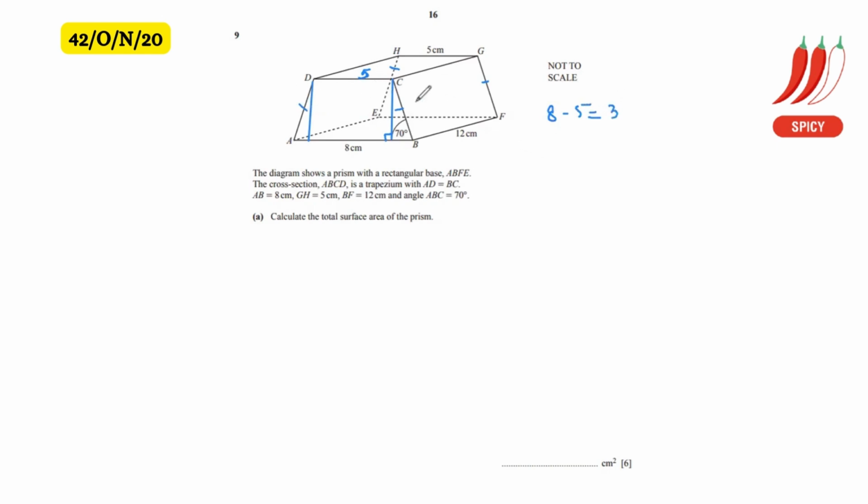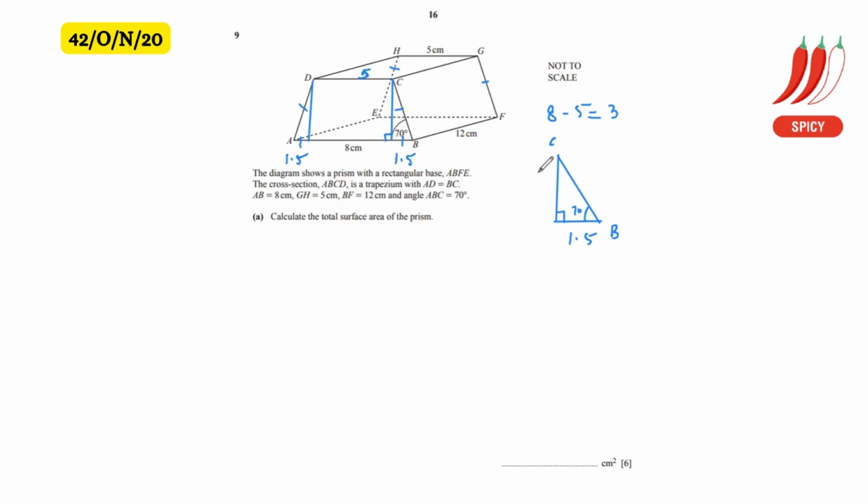Now, since these two lengths are equal, it means that the triangles are congruent. This is going to be 1.5 and this is going to be 1.5. Now, to find the height, I'm going to draw a separate triangle. This is point C, this is point B, this is where the right angle is. This is 70, this is 1.5, and we need to find the height over here.